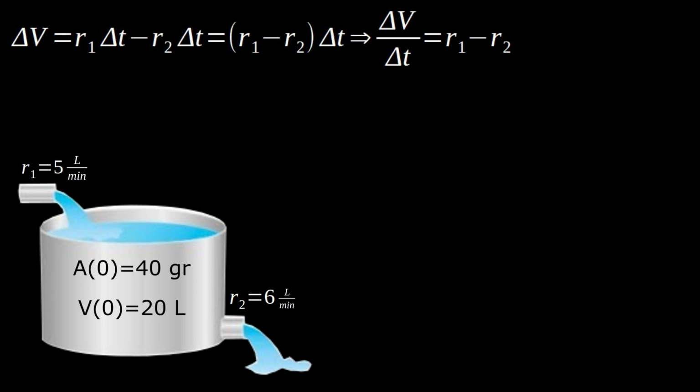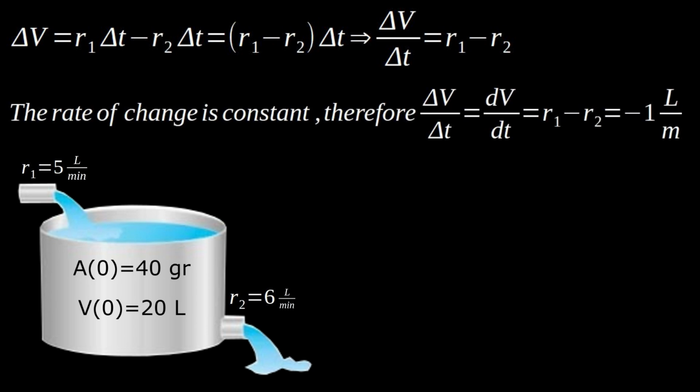This gives delta V over delta T equals R1 minus R2. The rates are constant, they're not changing. And this delta V over delta T equals the instantaneous change of volume over time. dV over dt equals R1 minus R2, which is minus 1 liters per minute.